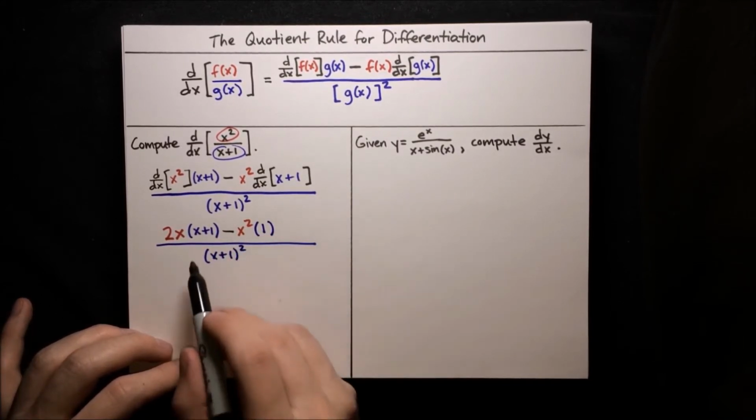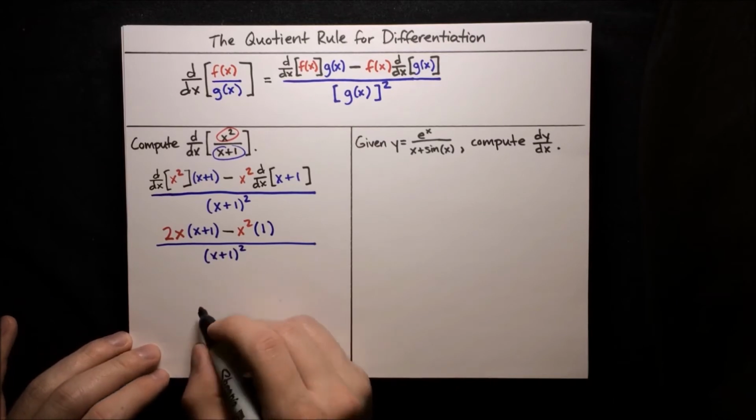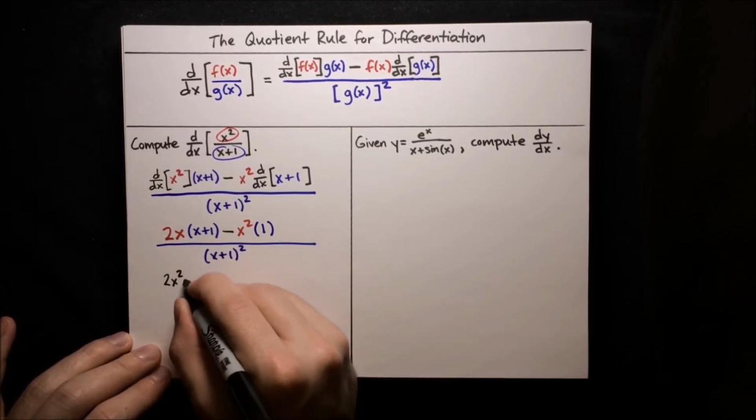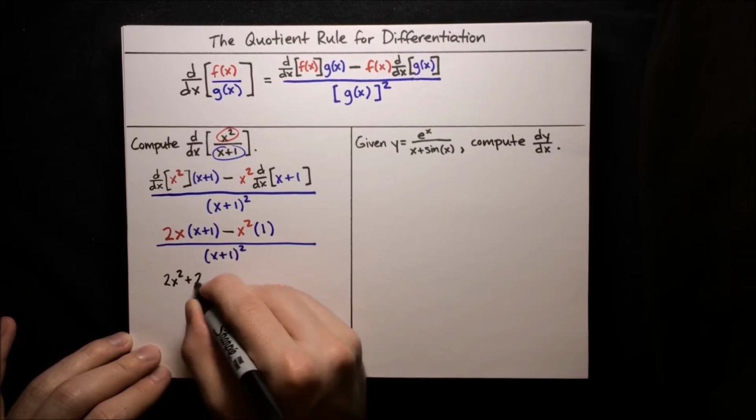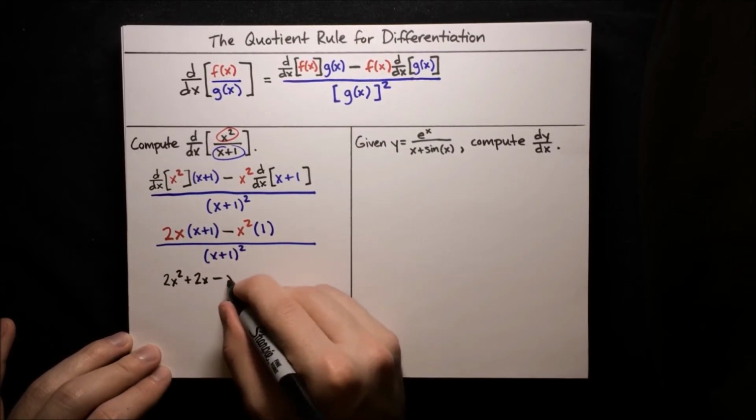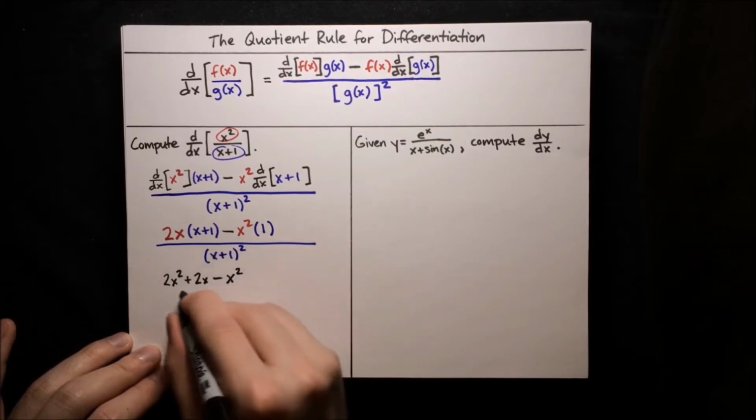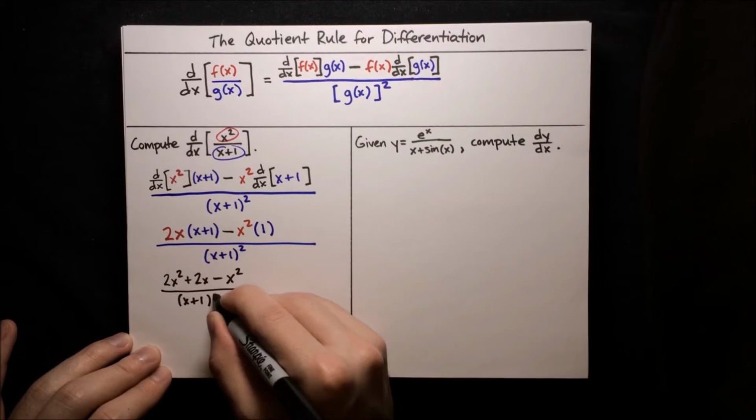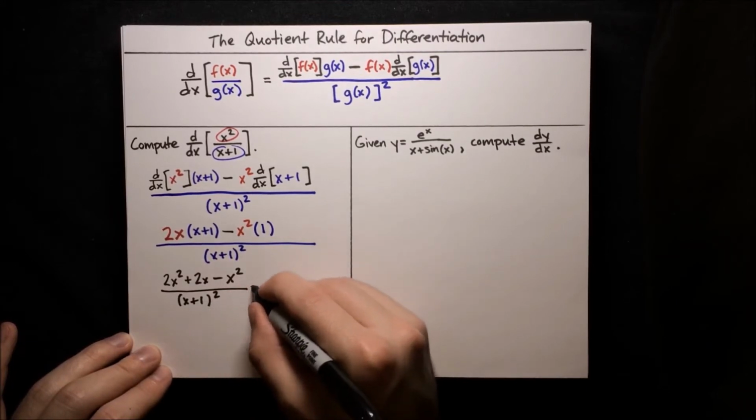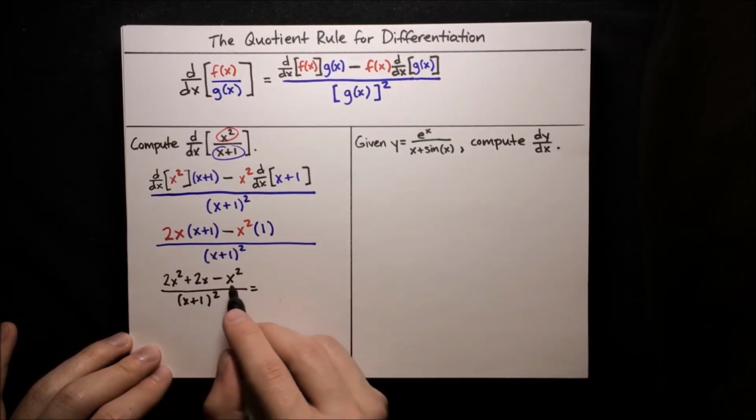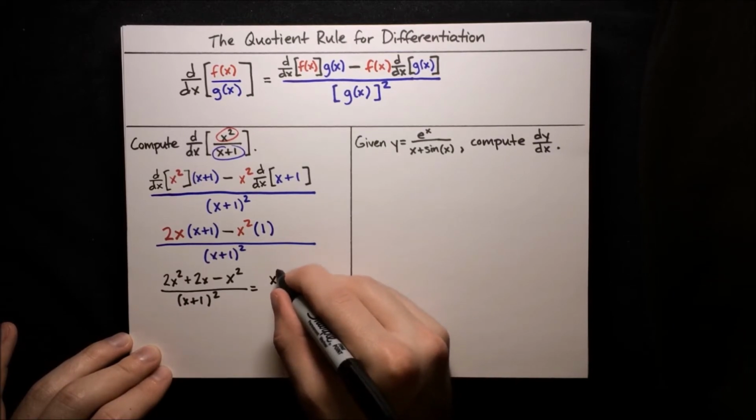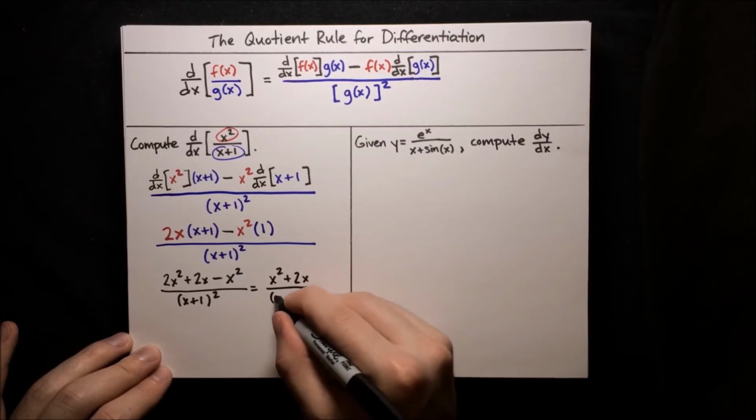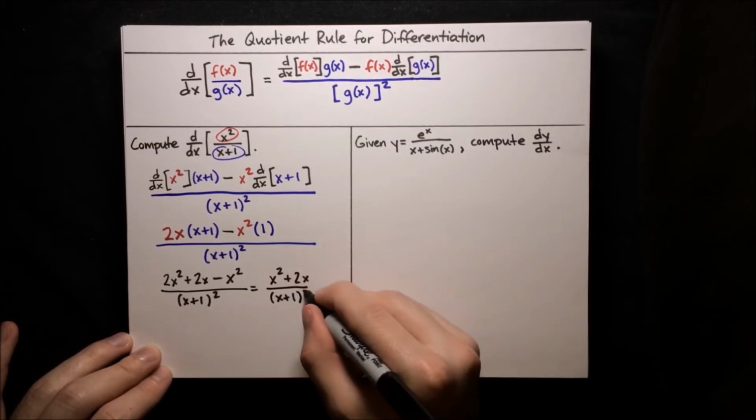Alright, let's just expand out the numerator, see if some things cancel. So 2x times x, that's 2x squared. And then 2x times 1, so plus 2x. And then minus x squared times 1, so just minus x squared. And that's all over x plus 1, the quantity squared. We can simplify the numerator a bit. 2x squared minus x squared is just x squared. So x squared plus 2x over x plus 1 squared.